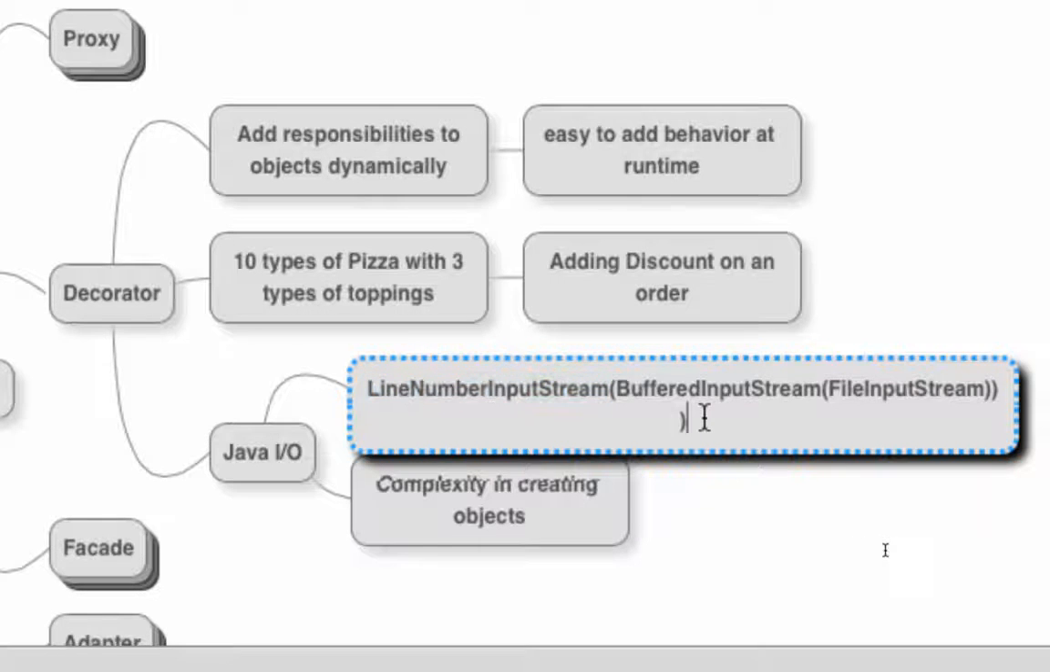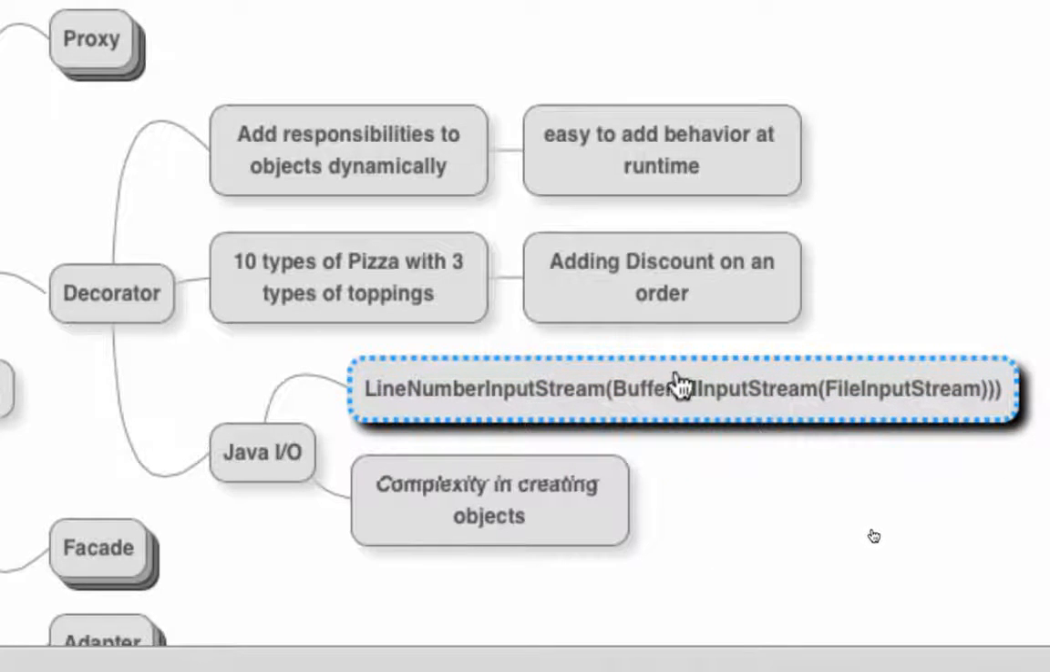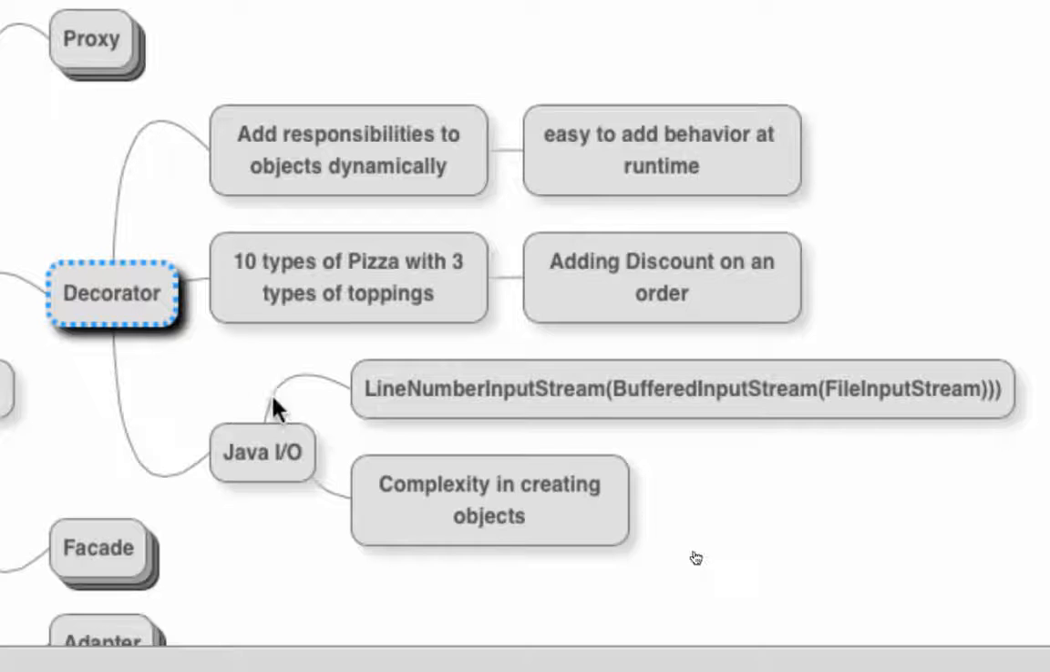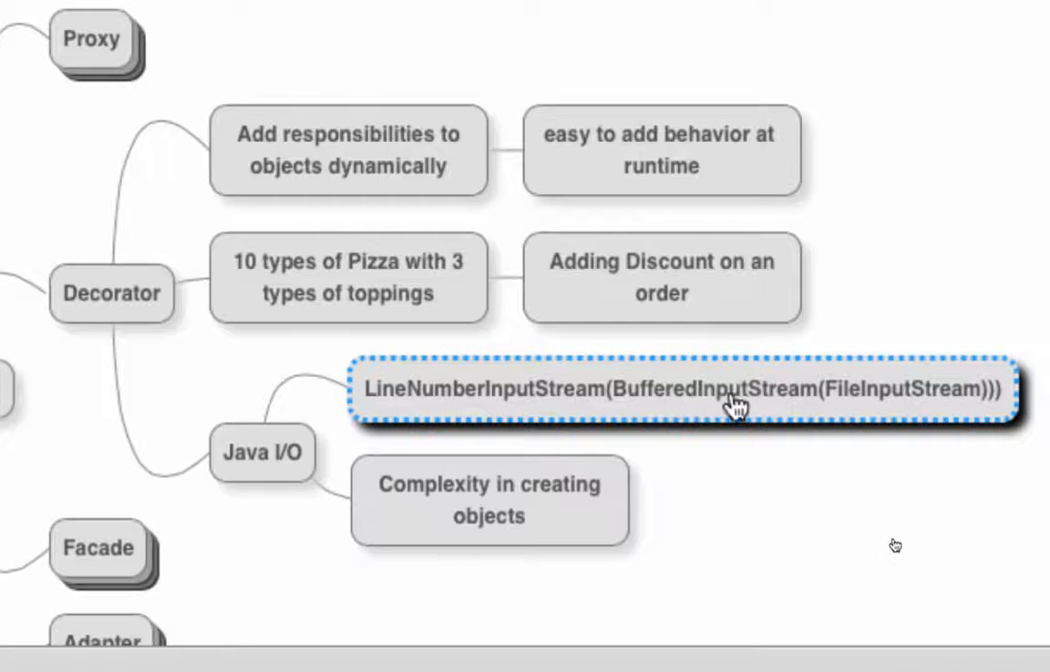That's why you would see that in Java IO, the creation of the classes is a little complex. You need to understand the entire structure, and only then would you be able to create the object. So there is a complexity in creating objects. Whenever you go for a decorator pattern, one of the disadvantages is creating the entire sequence. Since it's dynamic, it's a little complex. There isn't a single class called line buffered file input stream.